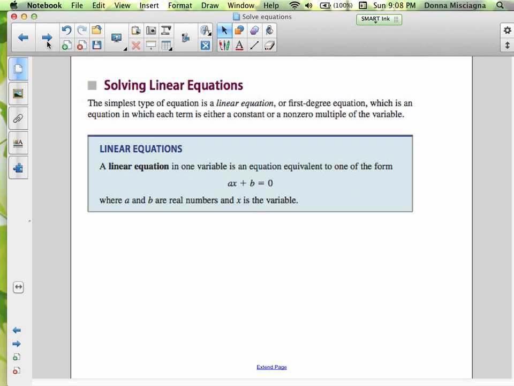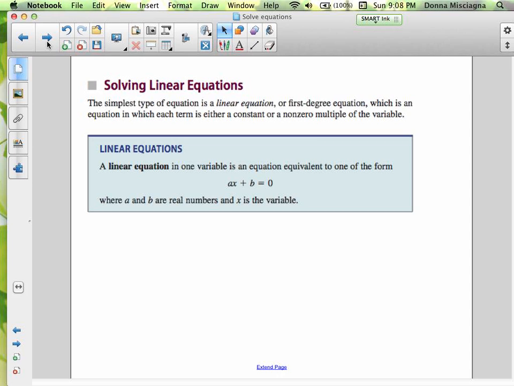It's called first degree because your variable is to the first power, which is an equation in which each term is either a constant or a non-zero multiple of the variable. In other words, you're not going to have any exponents other than 1 in this particular equation. Linear equations. An equation in one variable is an equation equivalent to one of the form ax plus b equals 0, where a and b are real numbers and x is the variable.